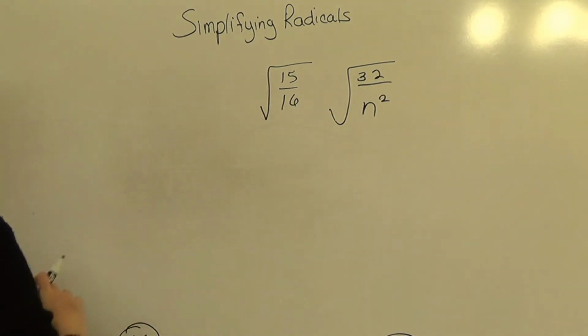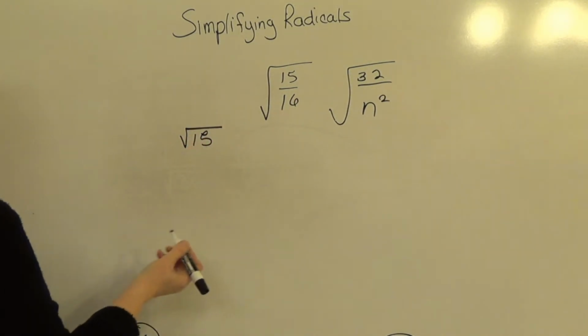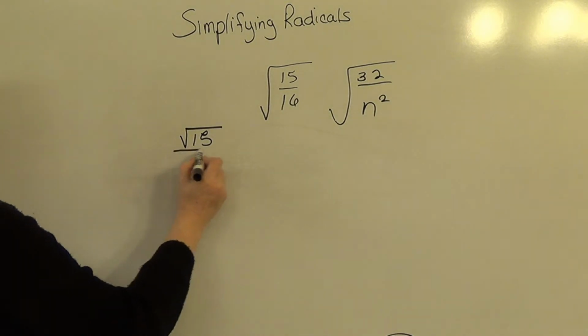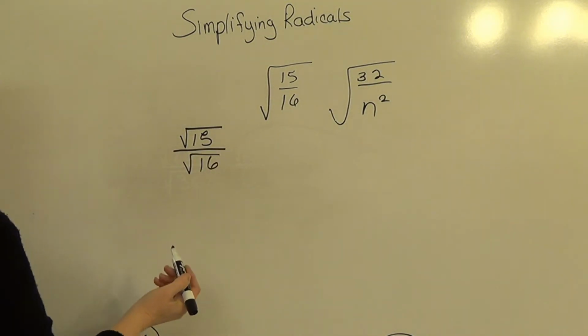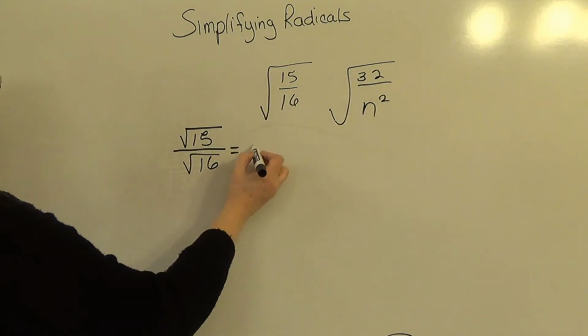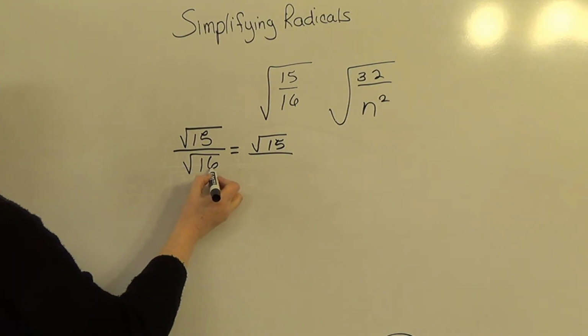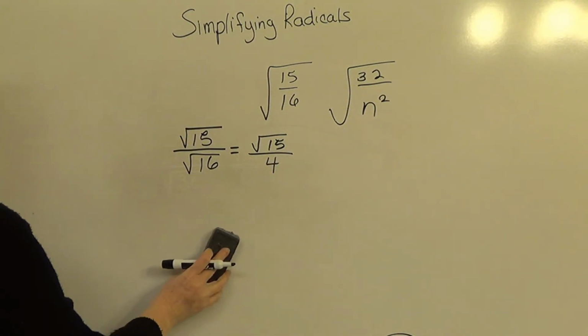Let's take a look at this next one. So 15 factors into 5 times 3. Well, there's not two numbers that are the same. It doesn't contain a perfect square. Well, 16 is a perfect square. So you can actually keep them broken apart like this. The square root of 16 is 4 times 4, and that's your answer.